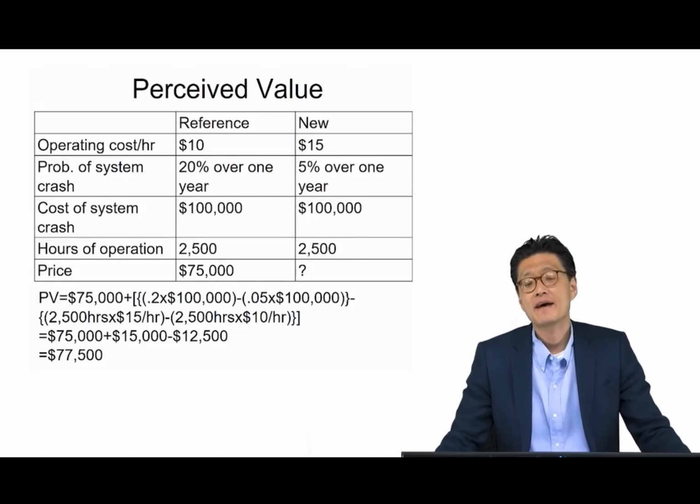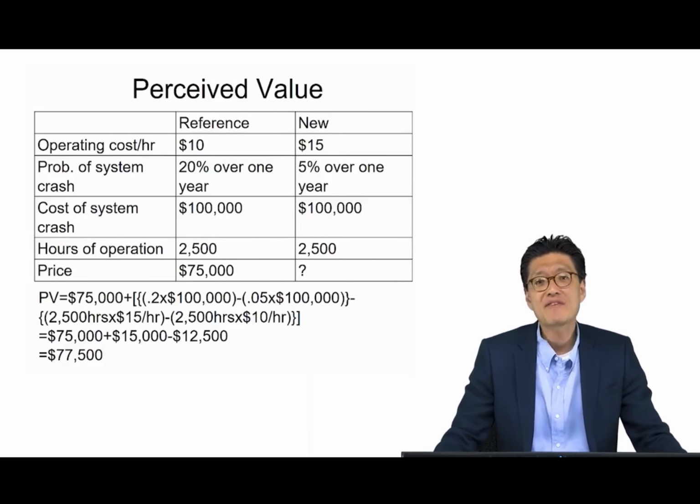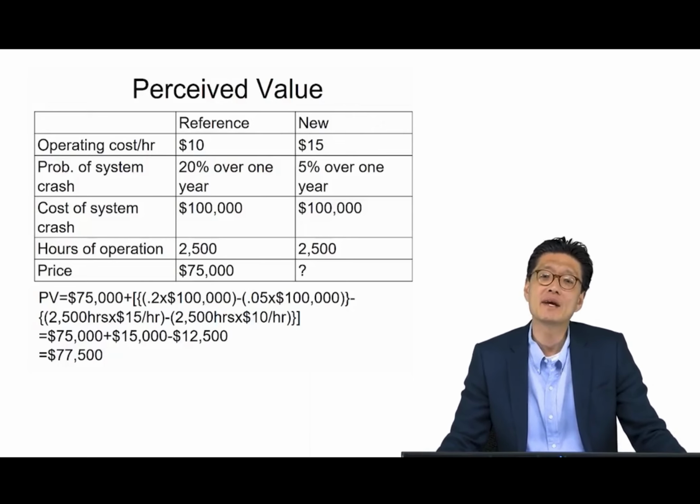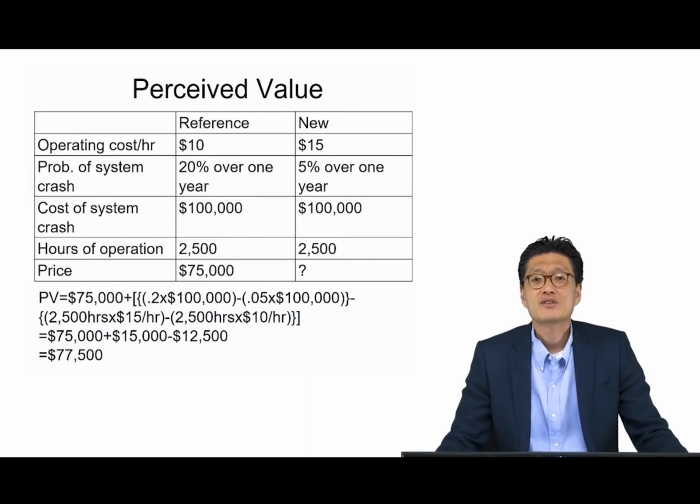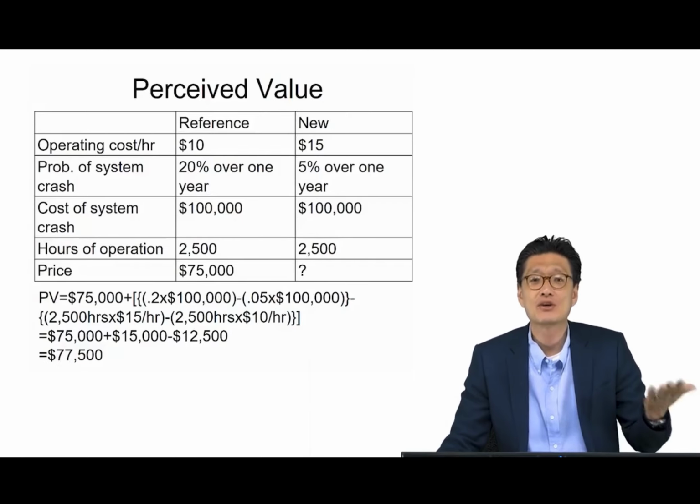This means that the toy manufacturer will say, hey, wait a minute. We think that what the seller is claiming, the 1% probability of system crash, is unrealistic. They think that it's too low. They think that a more realistic probability of crashing is 5% and not 1%. So this is the perceived value that the toy manufacturer believes in.